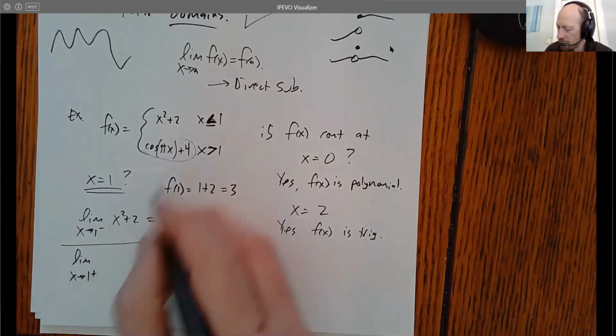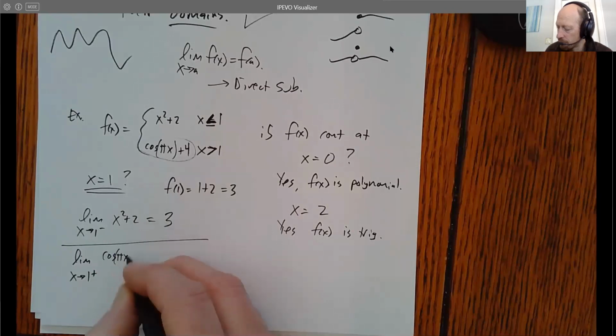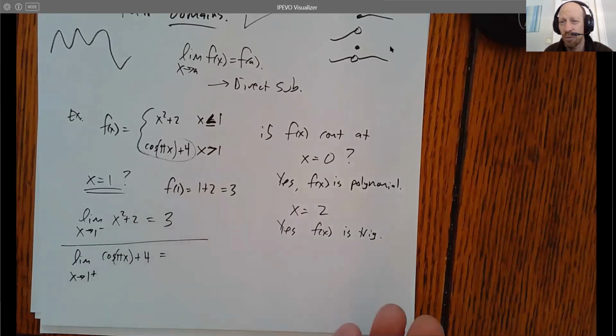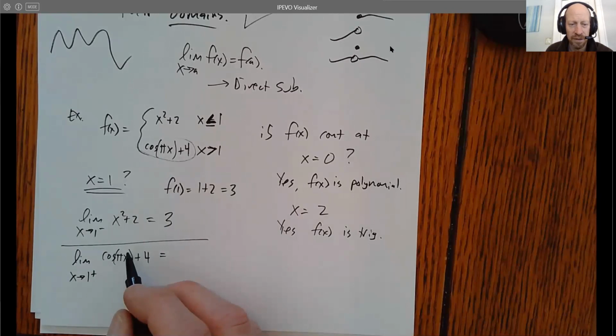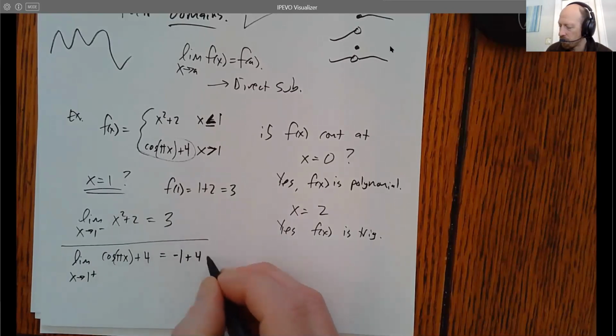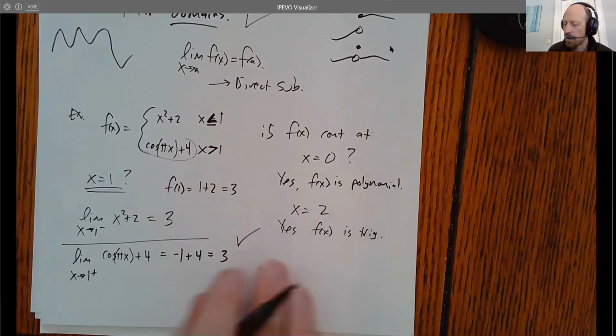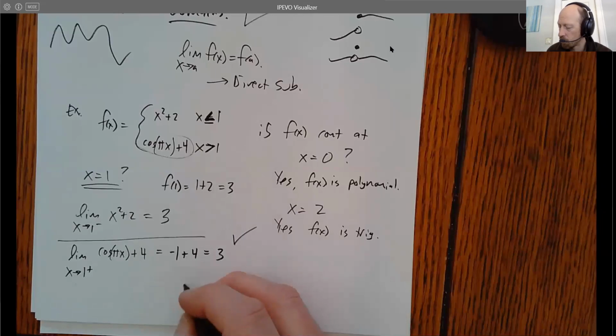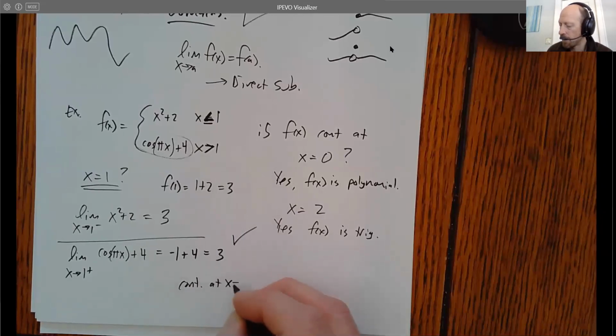As I come towards 1 from the right, that's the cosine of pi x plus 4. If I put in 1, again, direct substitution works because this is a trig function. It's going to be continuous on its domain, so its one-sided limit is going to equal its limit. As I put in 1, I get cosine of pi. Cosine of pi is -1, plus 4. That's 3. Since the left and right-hand limits are the same, it's 3. And that is equal to the function value, which is 3. So it is continuous at x equals 1.